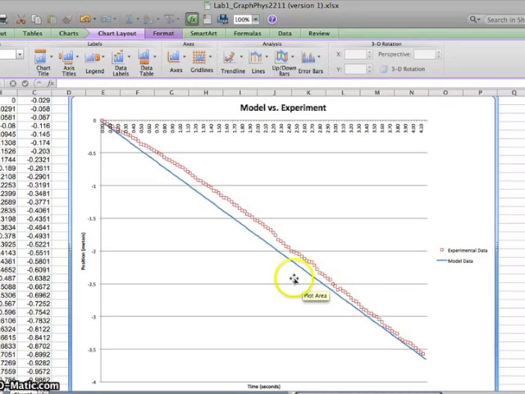But as seen here, the experimental data is somewhat similar to the model data as we try to model constant velocity motion.